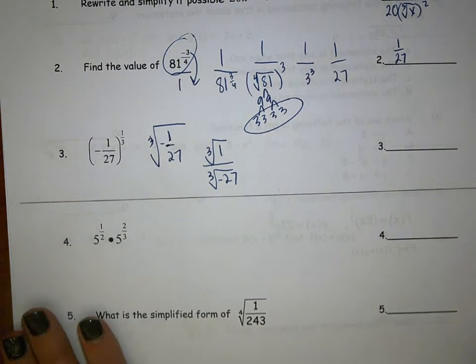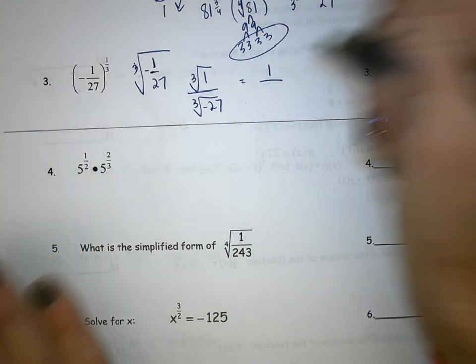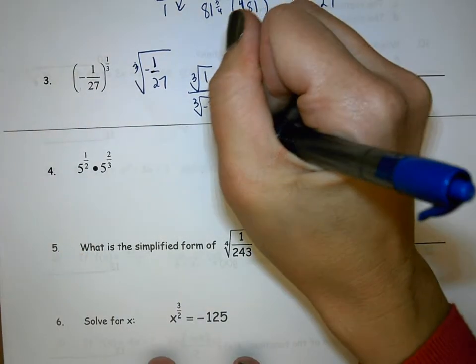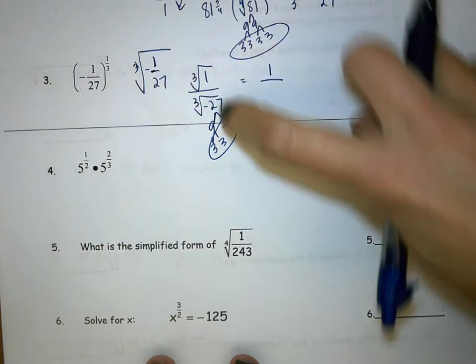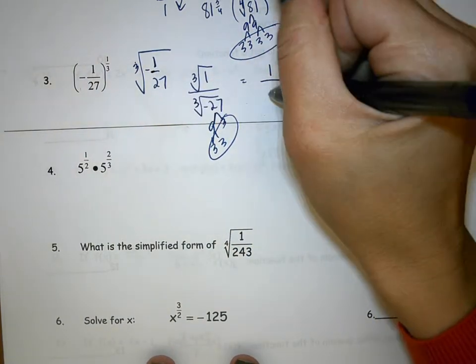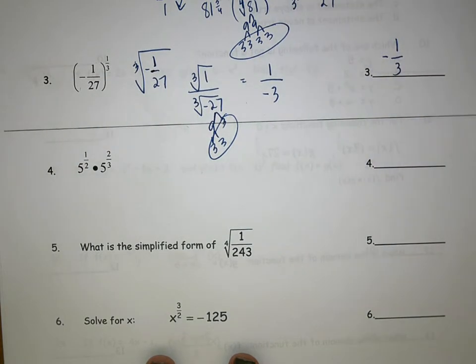What is the cubed root of 1? 1. What is the cubed root of negative 27? Negative 3. This is 9 and 3, 3 and 3. Remember that whenever you have a negative under an odd root, the negative just comes out. So that's negative 3. So there's my answer, negative 1/3. Questions?